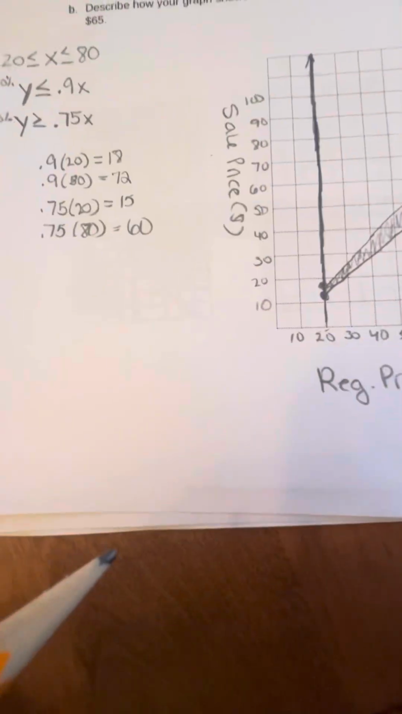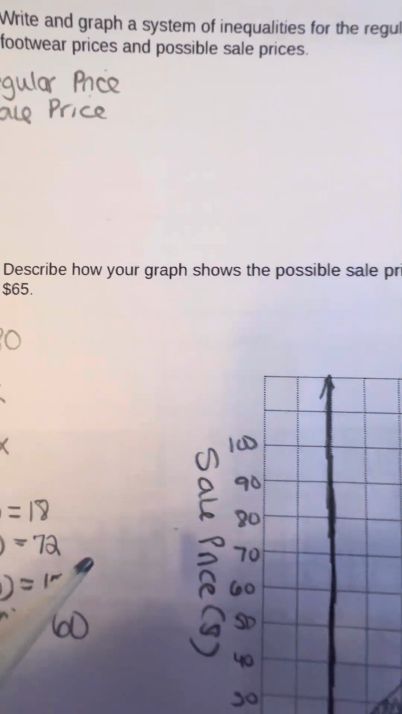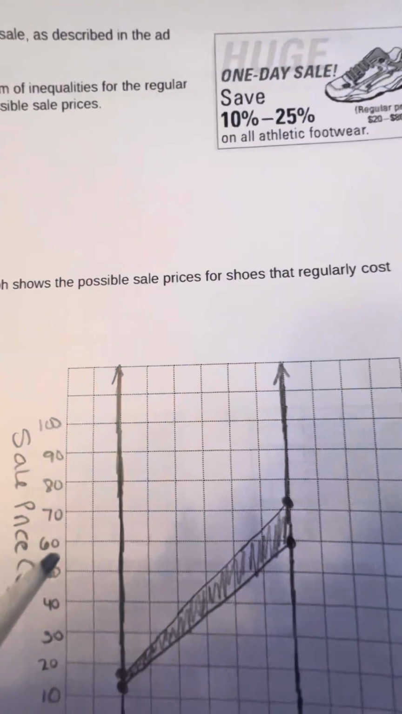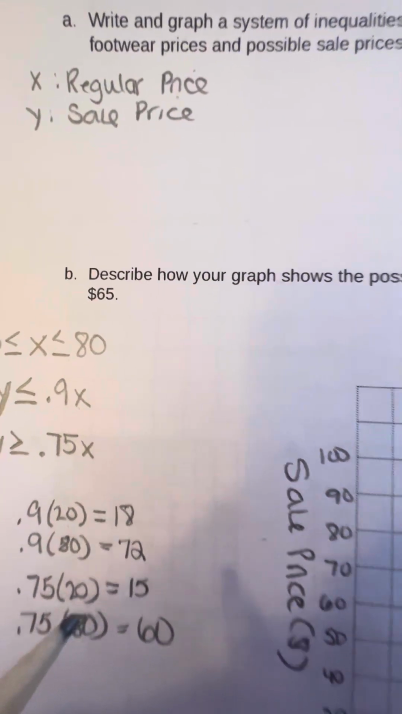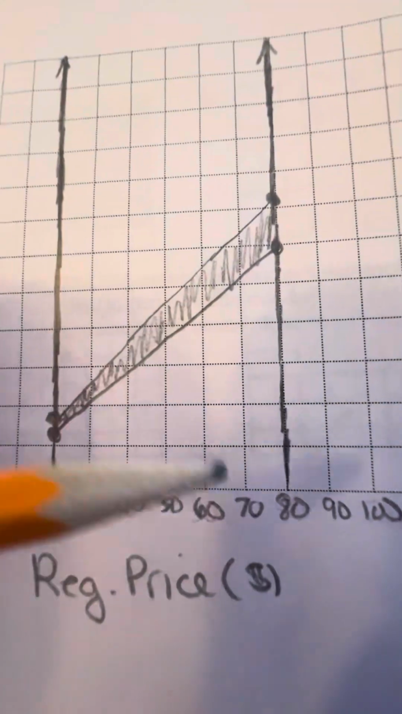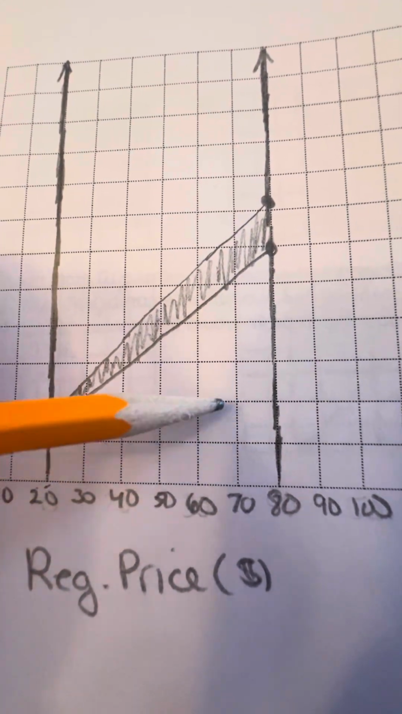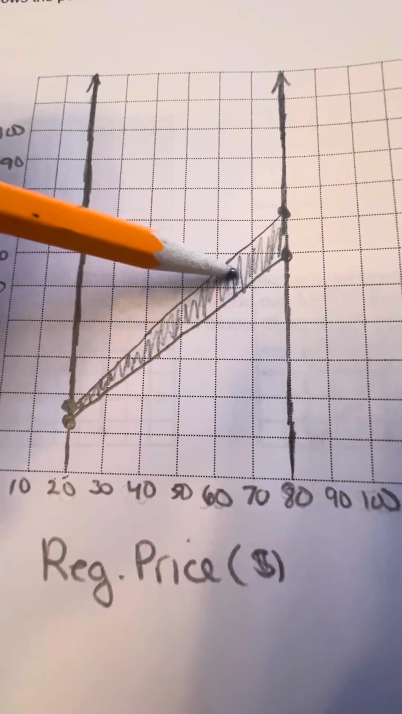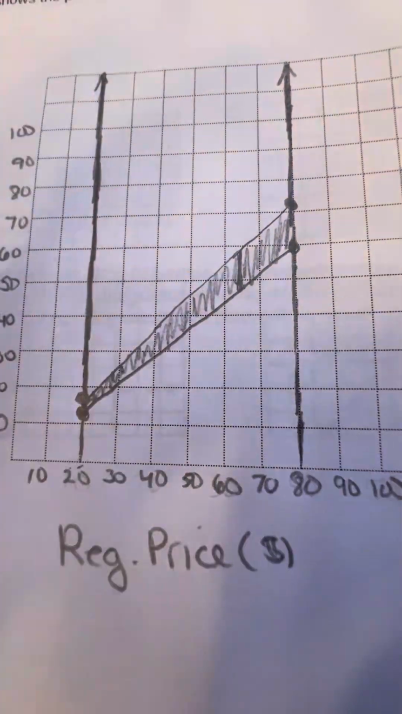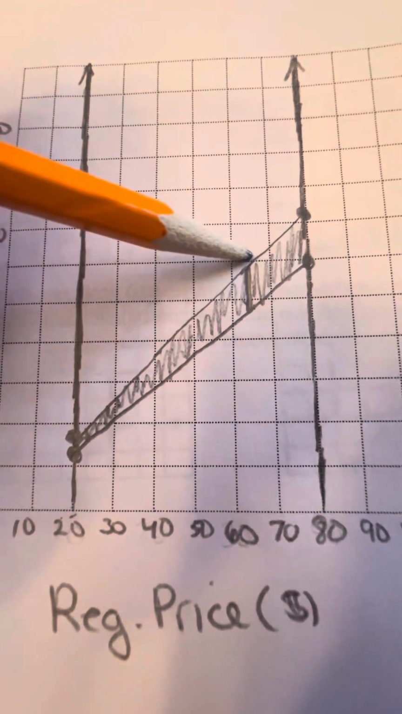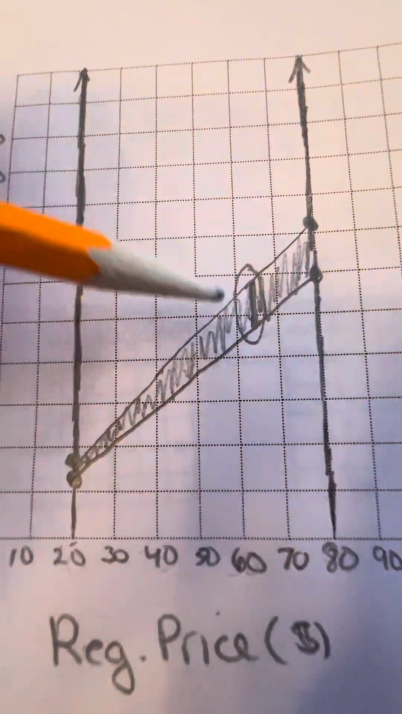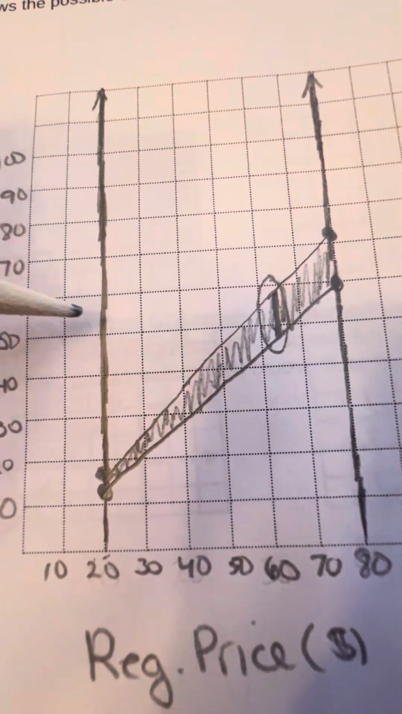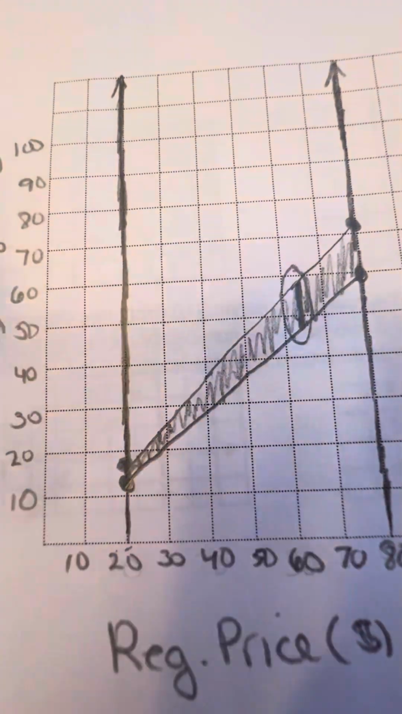So now what I'm looking for in this question here: describe how your graph shows the possible sale prices that show regularly priced cost sneakers is $65. So if I go to 65, which is basically right here, and I go up here, I'm looking at just the sneakers that are priced in this little section right here. I don't know if you can see that, but try to darken it in here. So that would be $65 prices. So anything right here that I'm circling, that section would be prices that you could say would fall into that set of answers.